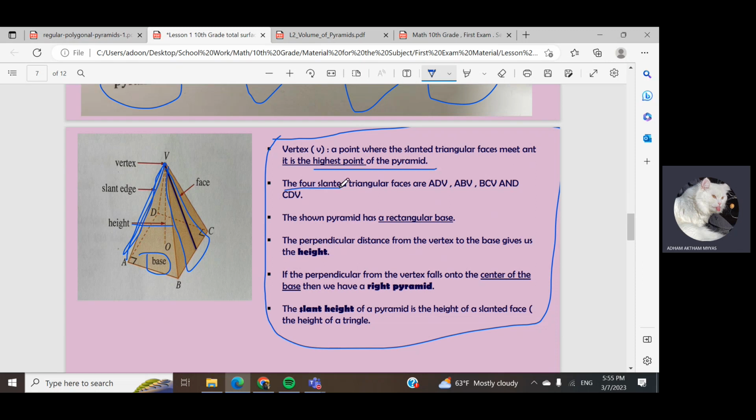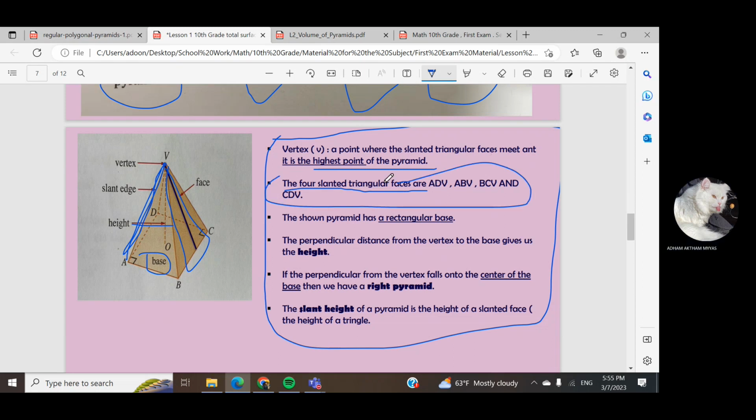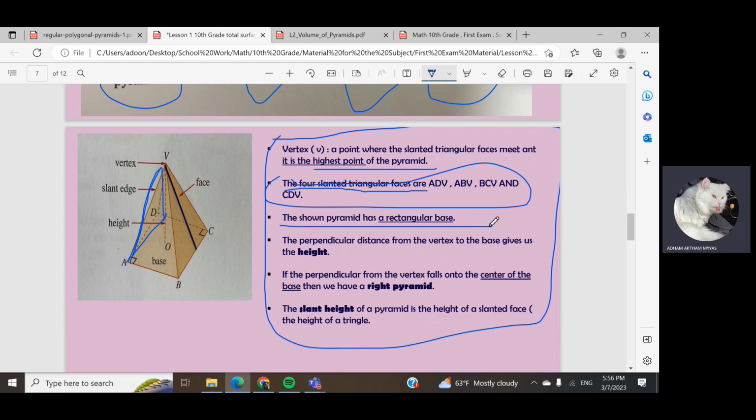The four slanted triangle faces are these, ADV is one of them, and we can see it here by A, D, and V. This is a standard triangular face. And here we can see this is a rectangular base, so it's a rectangular pyramid.